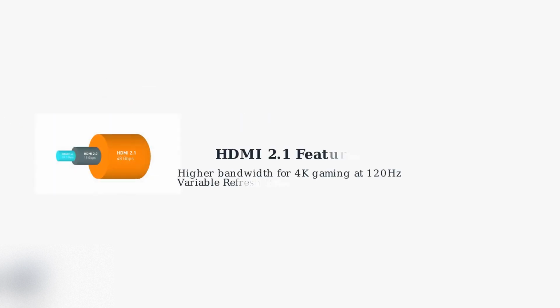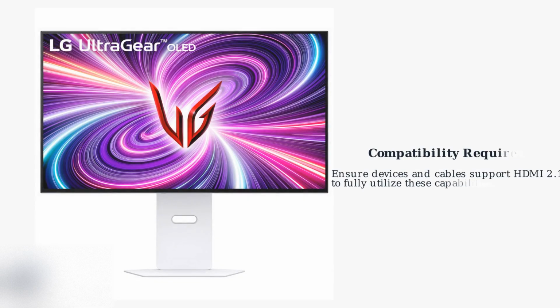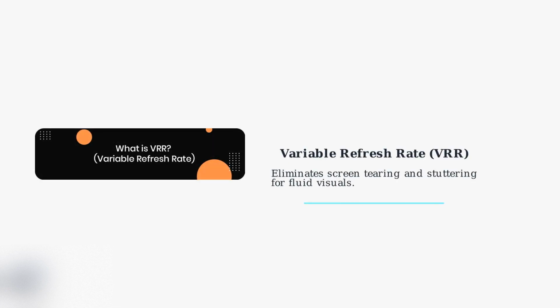HDMI 2.1 brings advanced features to newer LG monitors, including higher bandwidth that supports 4K gaming at 120 frames per second and variable refresh rates for smoother gameplay. To take full advantage of these features, make sure your connected devices and HDMI cables also support HDMI 2.1. Variable refresh rate synchronizes the monitor's refresh rate with the source, eliminating screen tearing and stuttering for fluid, immersive visuals.